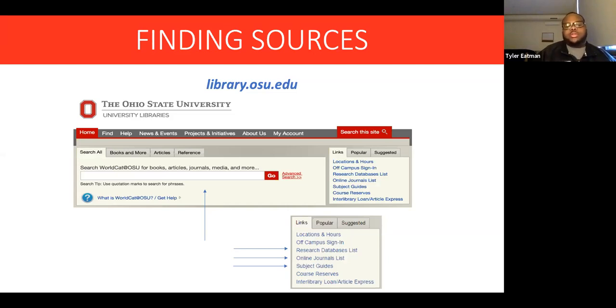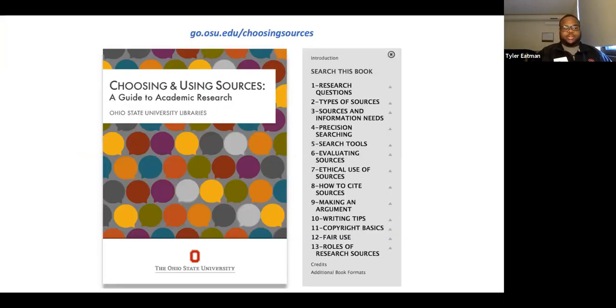So now when conducting research, there's also trying to find the sources. I know OSU University Libraries have library.osu.edu, and it helps you find different sources that are available to you, just like I was talking about with Google Scholar. OSU is a research university, so it has lots of different research available for you to take advantage of. Next is go.osu.edu/choosing sources. If you go to this website, you can look at great sources for ebooks, and it tells you what types of sources they have. This is also a great resource.